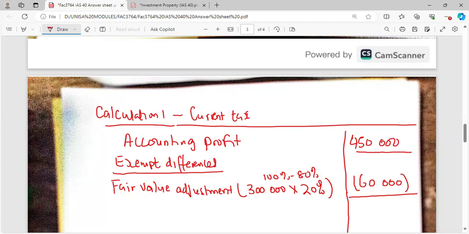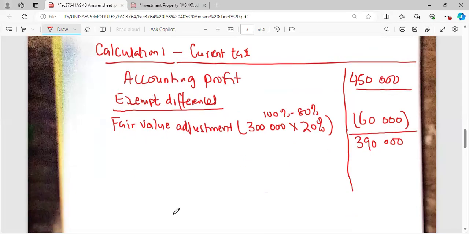We're going to have 450 minus 60. It's going to be 390,000. What do you call this figure? We call it taxable income.